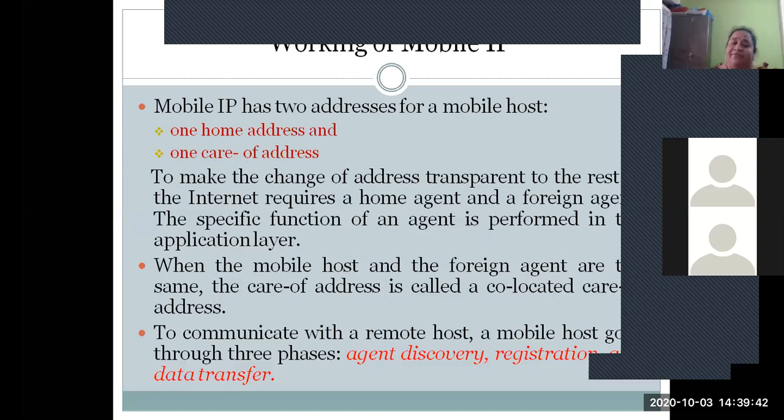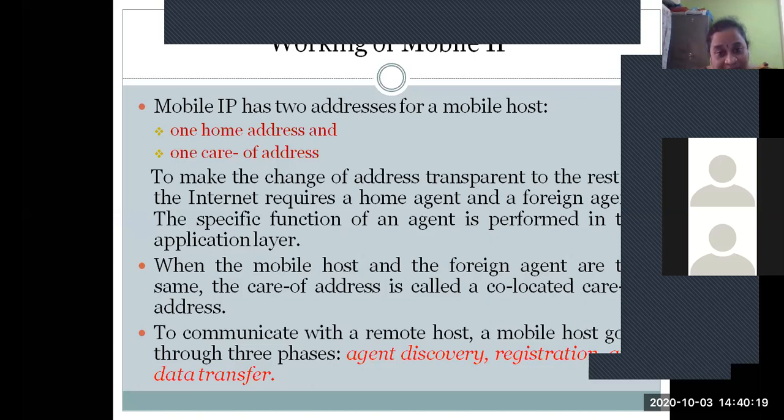The foreign agent COA we already know: it is a permanent COA, not a permanent IP, given to a particular subscriber. Whenever he enters the foreign network, he is given a certain identification as he wants to stay in that particular place until he completes the communication. That is called the foreign agent COA. Whereas if he is moving continuously and not staying in any specific network for a long interval of time, then he will be allocated the co-located COA.